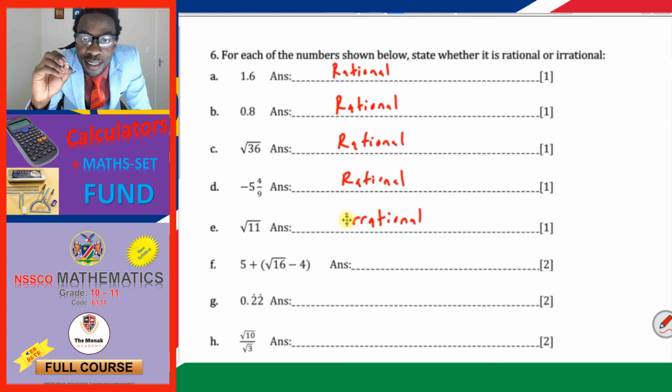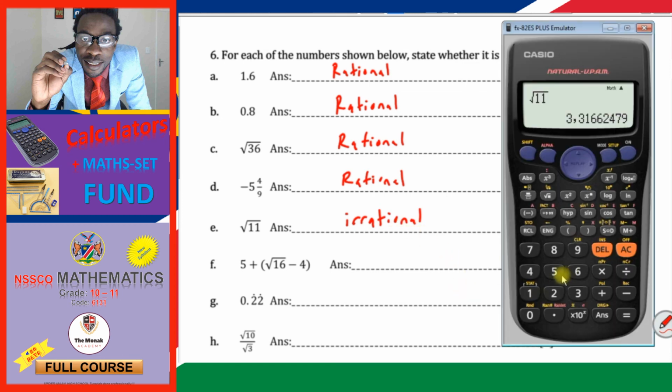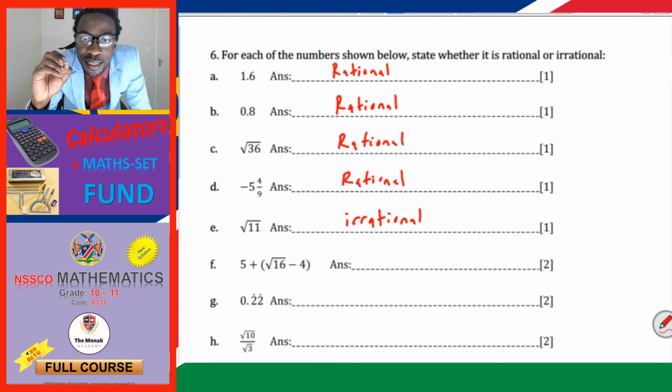How about 5 plus square root of 16 minus 4? So you simply come and type 5 plus bracket square root of 16, move again, minus 4. There you go. Your answer is 5. 5 is a pure number, so it is a rational number.